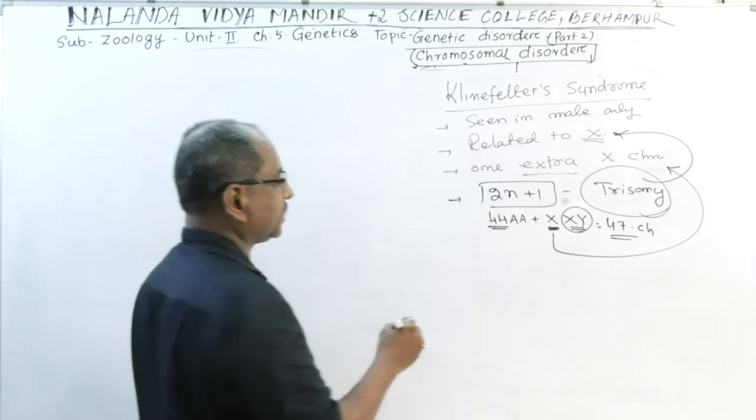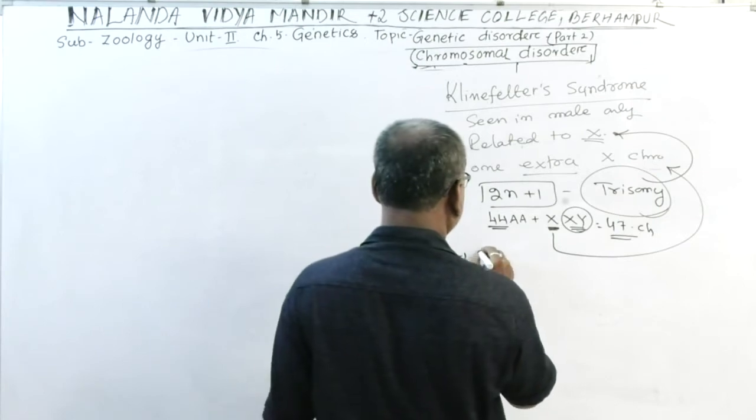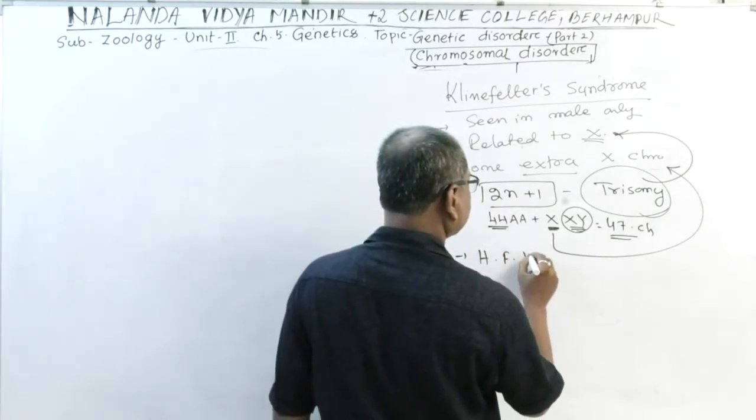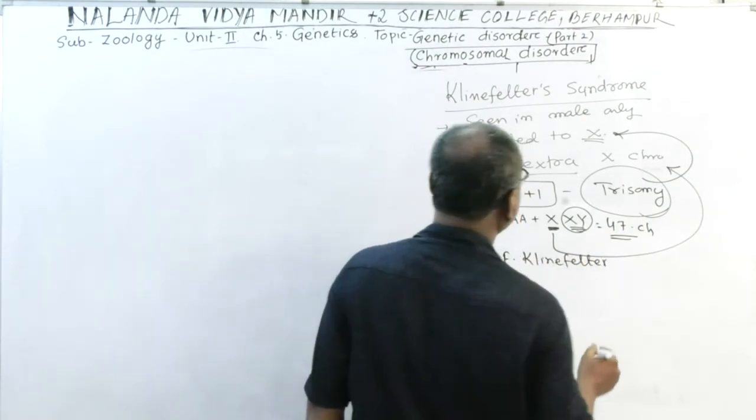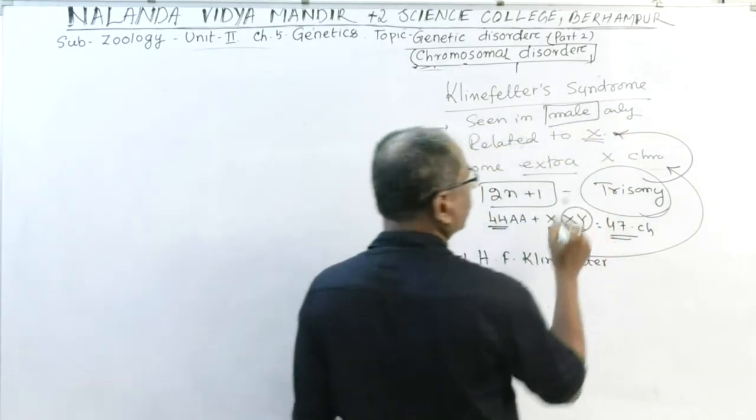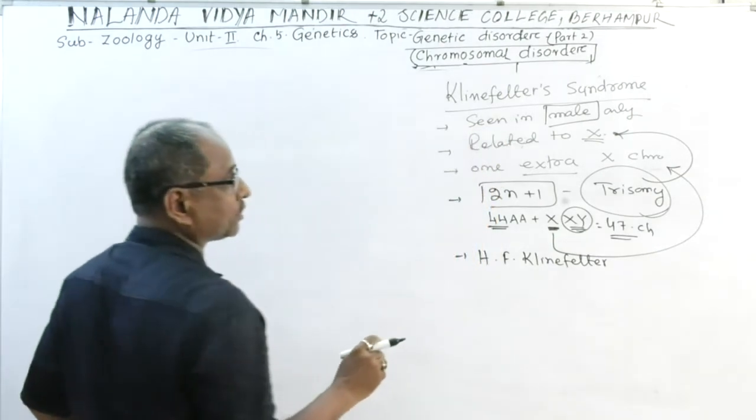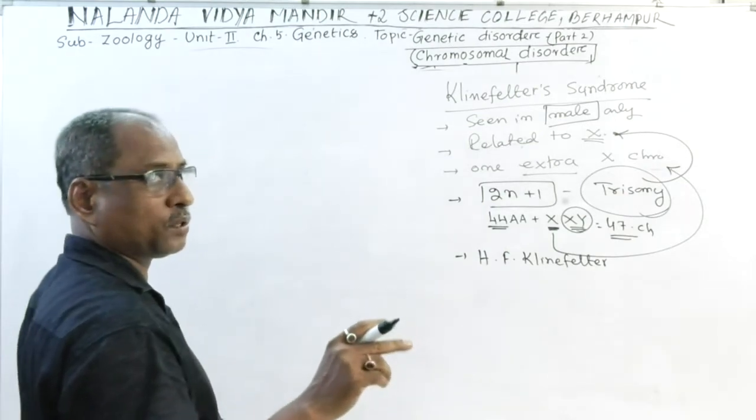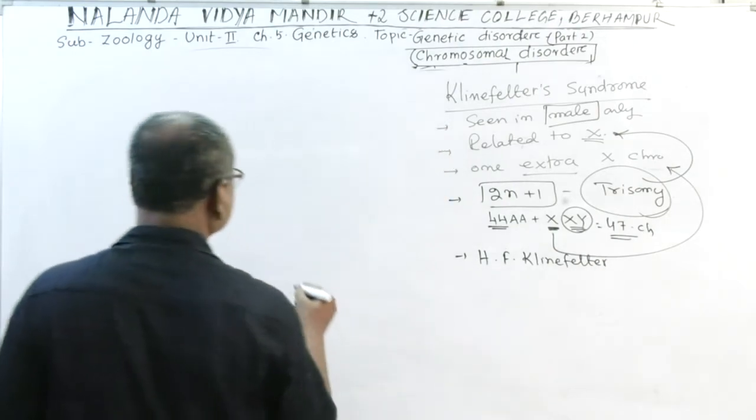So this is Klinefelter syndrome, first discovered by H.F. Klinefelter. Here the male shows most of the female characters, and the person with Klinefelter syndrome results from the fusion of a normal sperm with an abnormal ovum, or a normal ovum with an abnormal sperm.